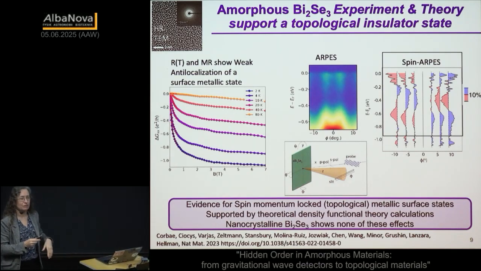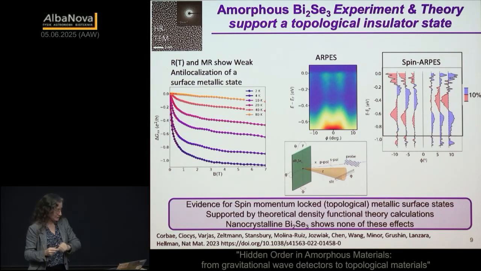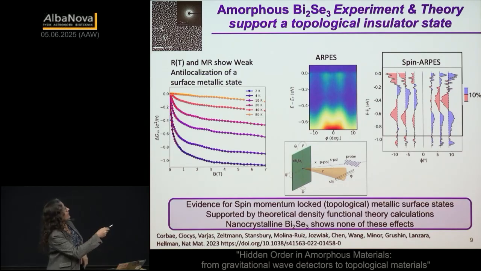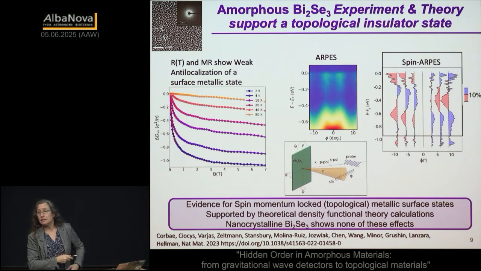This is the downside of trying to publish in Nature, which was not my choice. So, at any rate, that is the evidence for it. That's the spin ARPES, showing the spin momentum locking, blue being one spin and pink being the other.